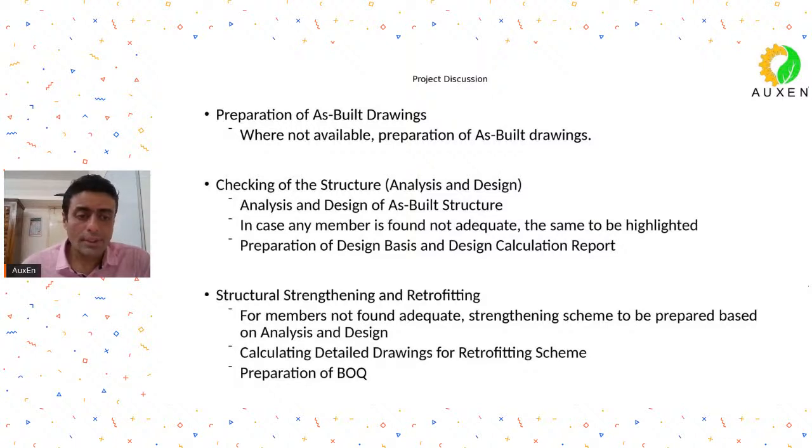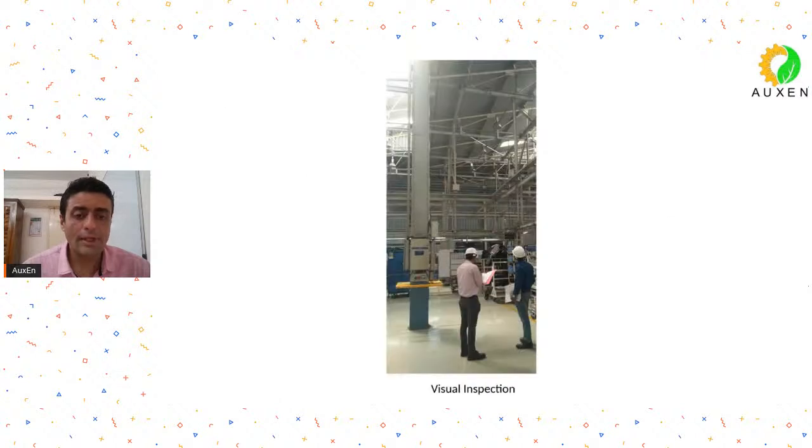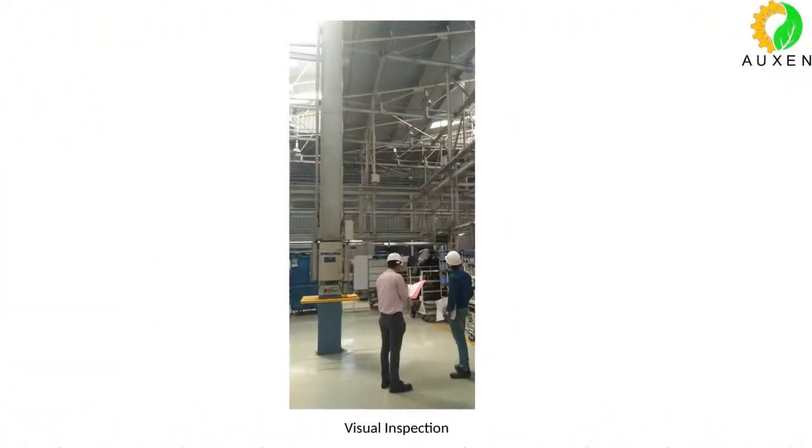Then in the fifth step, wherever we found out deficiencies, we tried to go for their structural strengthening and retrofitting. So we had to again do the design, and we had to come out with retrofitting schemes, and then we had to prepare drawings for the retrofitting scheme, and then we had to prepare a BOQ. So this was the process that we followed in this entire project. Very quickly, I will just illustrate the process by quick images, drawings, snapshots.